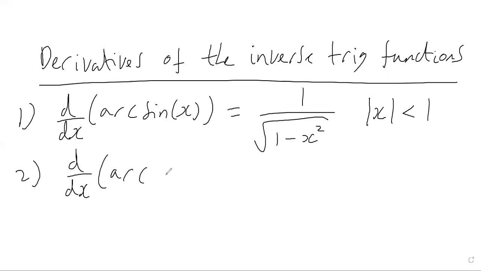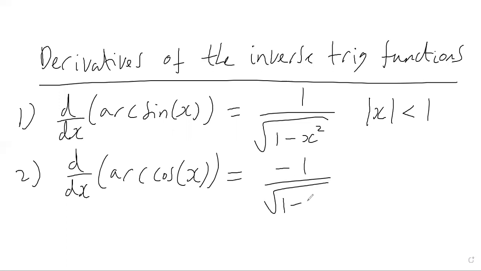So arccos of x, the inverse cos function. And that derivative we found was negative 1 over the square root of 1 minus x squared. Again, defined for the modulus of x less than 1. And again, that's because to get an arcsine function and an arccos function, we need to restrict the domain of the sine and the cos functions respectively.